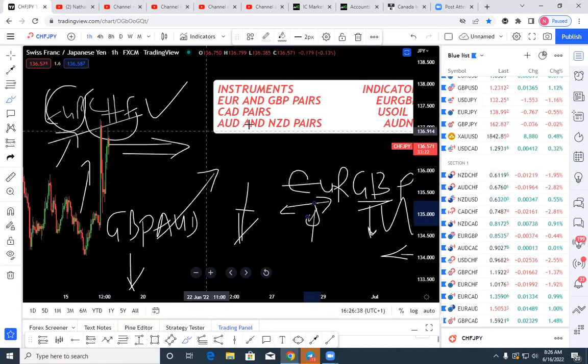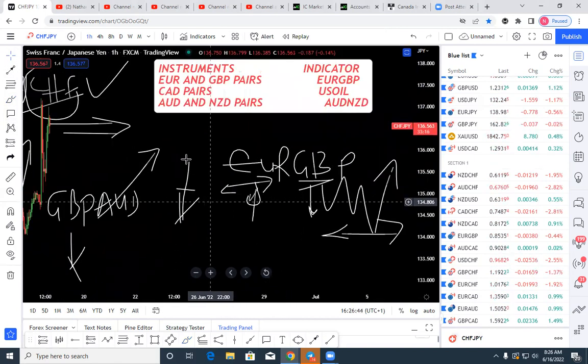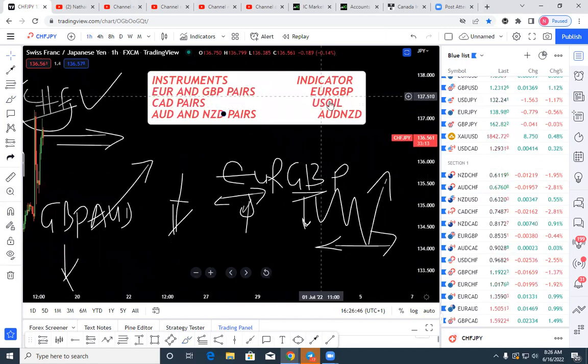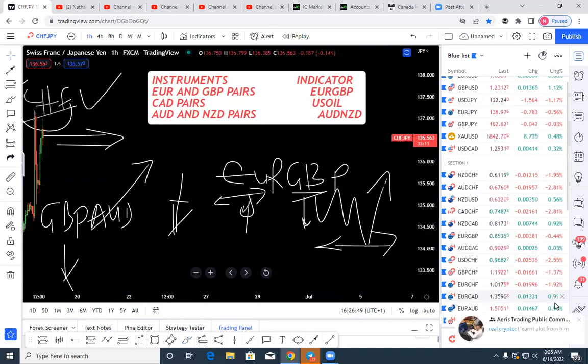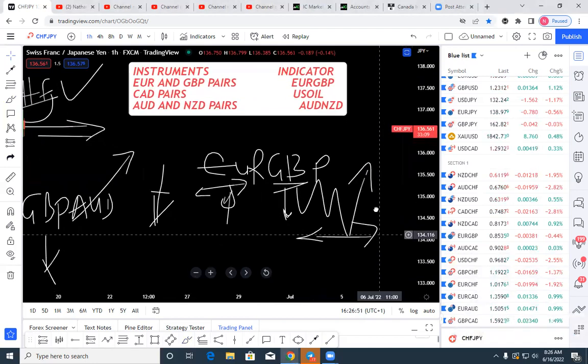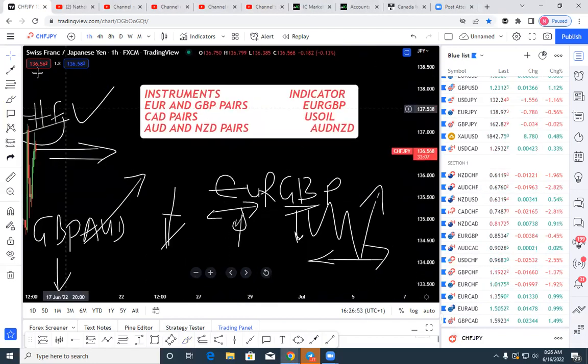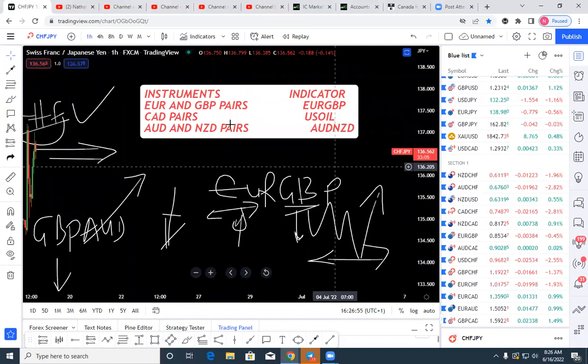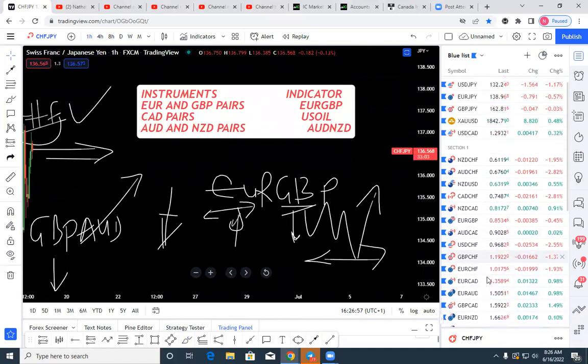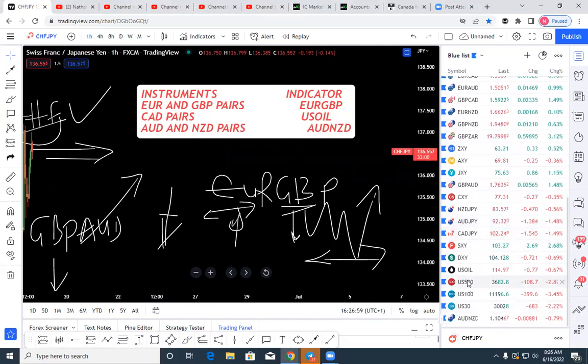That's an example. Let's go to the second example, guys. CAD pairs, guys. My indicator for my CAD pairs is US oil. It's US oil. All right. So what I do, remember this is CHF JPY. We have this right up. Let's go to US oil.